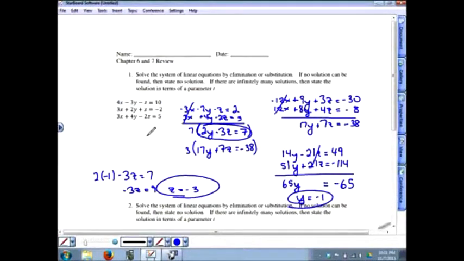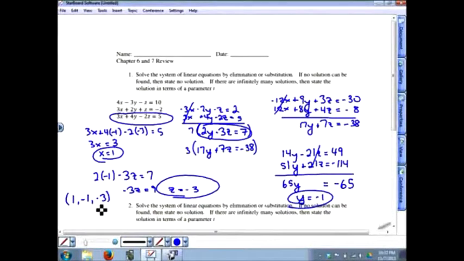So you can plug that into one of the original equations now to find x. So bottom equation, for example, 3x plus 4y minus 2z equals 5. Now 4 times -1 is -4, and then -2 times -3 is 6, -4 plus 6 is 2. Subtract 2 from 5 to get 3. So x equals 1. So your solution is the point (1, -1, -3).